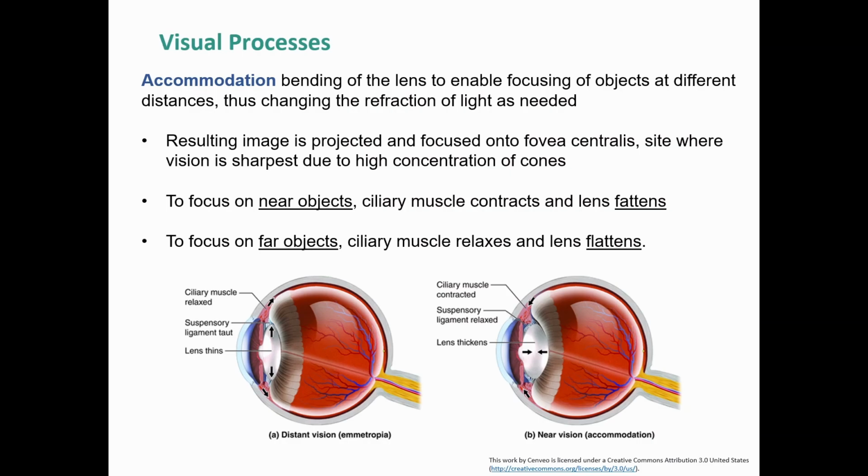So what will happen is, as I shift my gaze from out the window to something on my desk, the ciliary muscles contract, and that is going to cause the lens to thicken. It kind of fattens, right? It gets nice and fat and rounded out compared to what it was before. And all of this is to maintain focus on the fovea centralis.